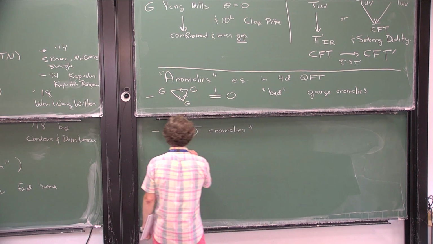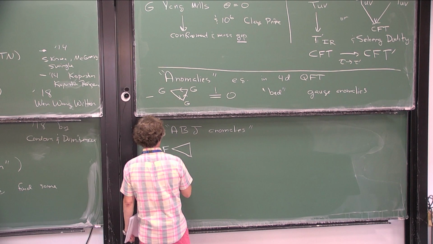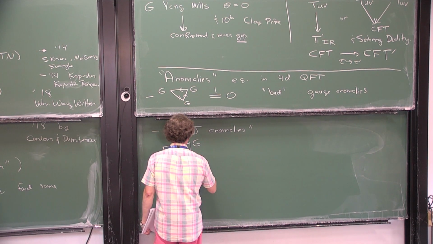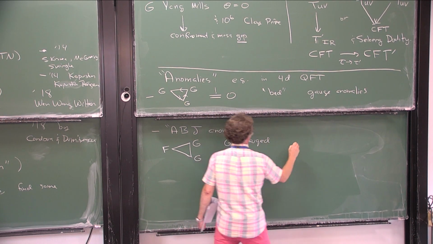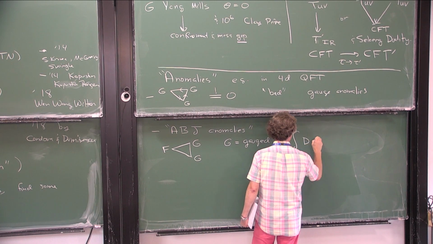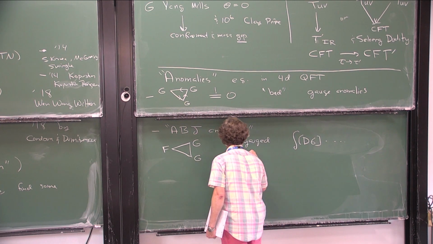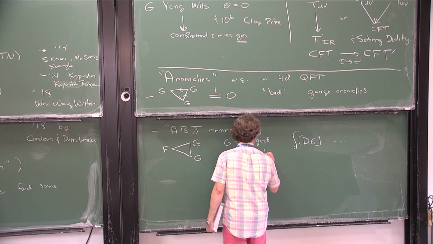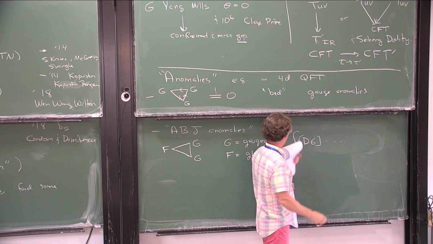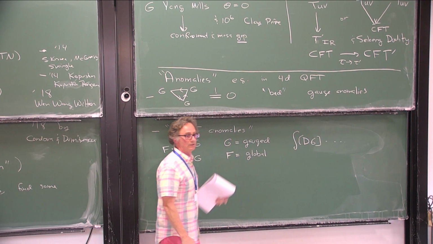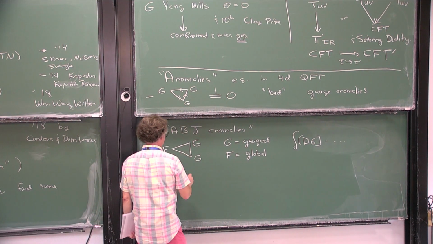And these ABJ anomalies arise when we think about a triangle diagram with a flavor symmetry, which is a global symmetry. So here, G is gauged, which means that when we do the functional integral, we're integrating over all gauge fields. Whereas here, F is global. So since it's a global thing, we could still couple it to the currents here, and then we can write down our partition function as a function of these global currents, but we're not integrating over it.